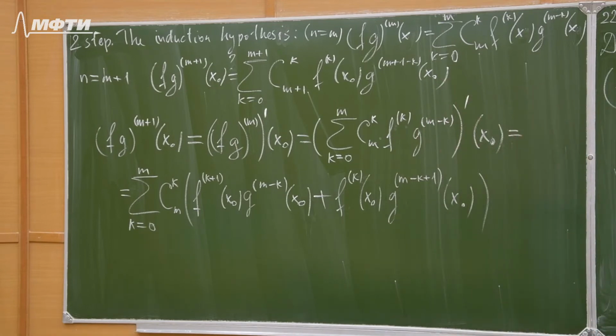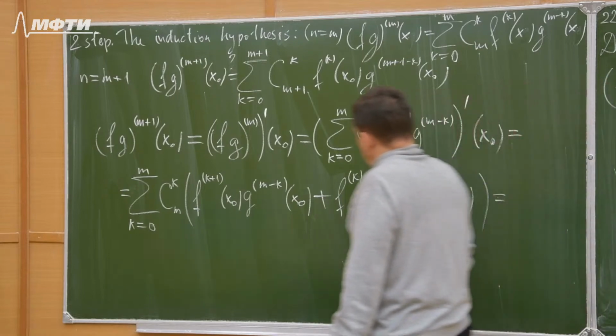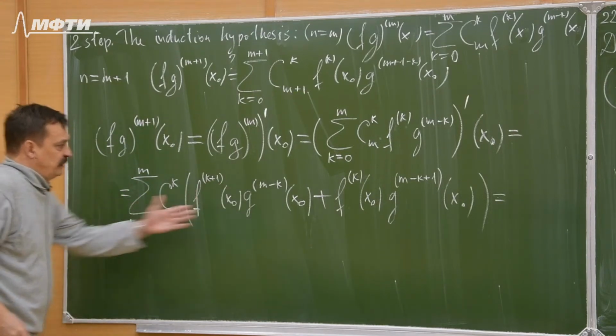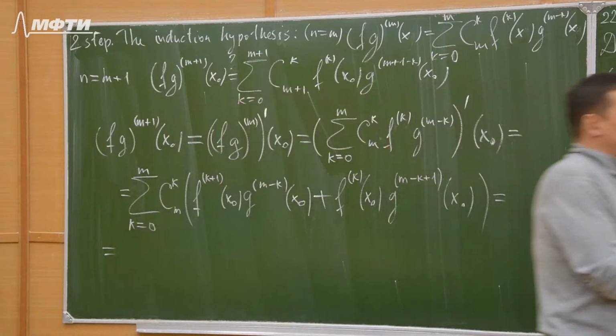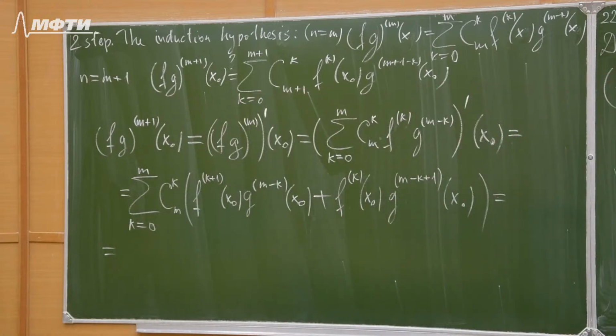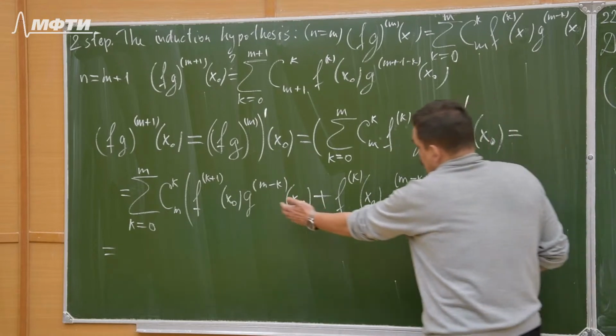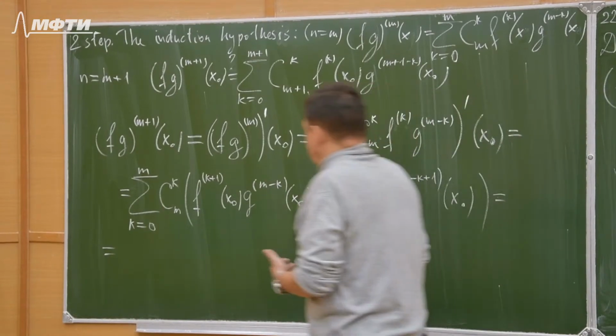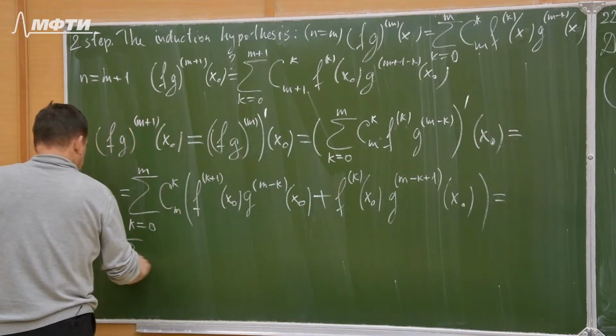That is according to the rule to find the derivative of a sum. Now we'll proceed similarly to Newton's formula. So we split the sum into the sum of two types of terms, the first terms and the second terms, and we split them into two sums.